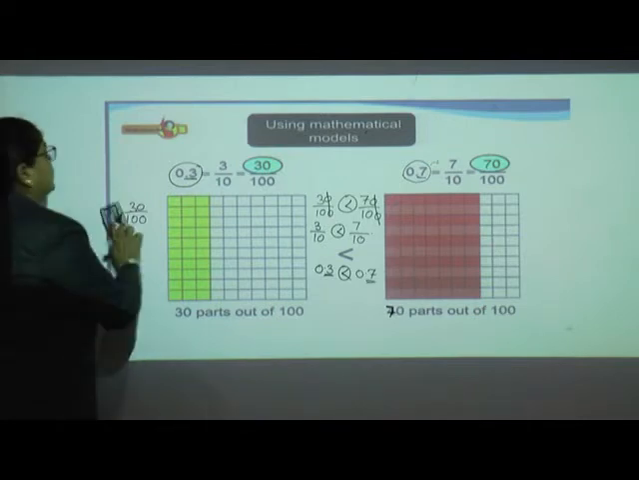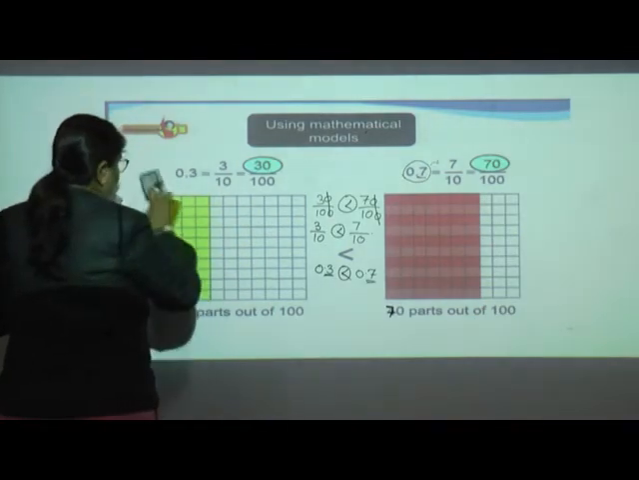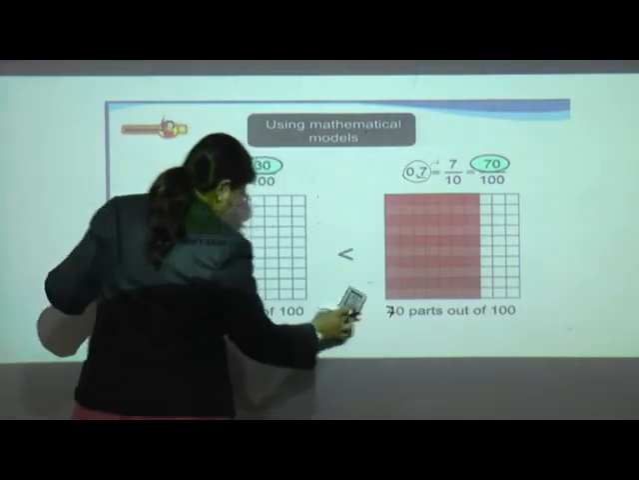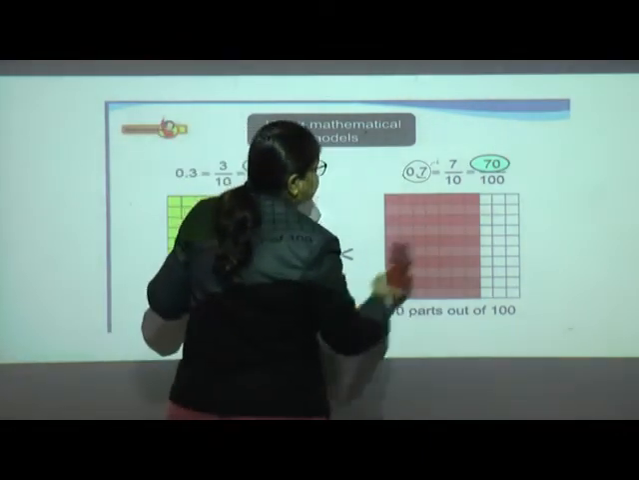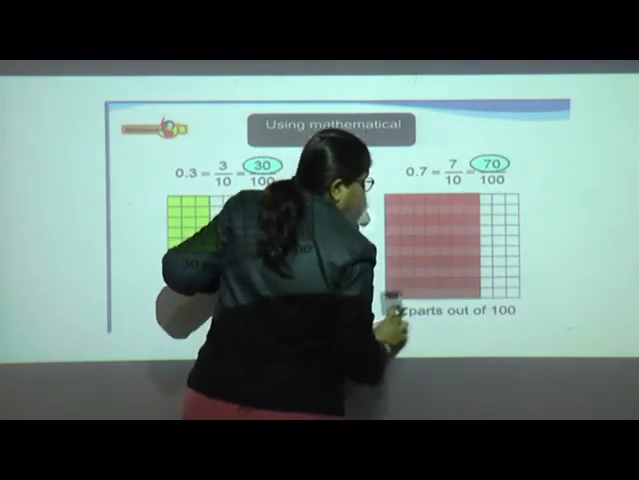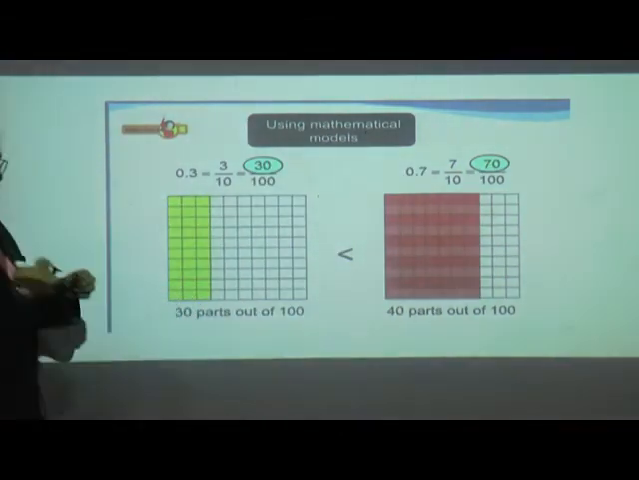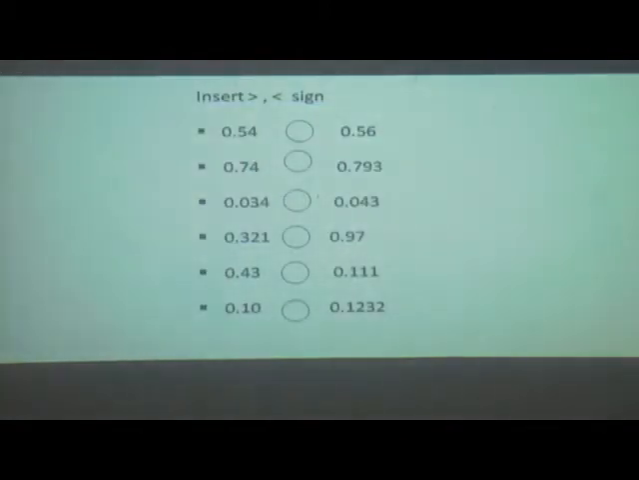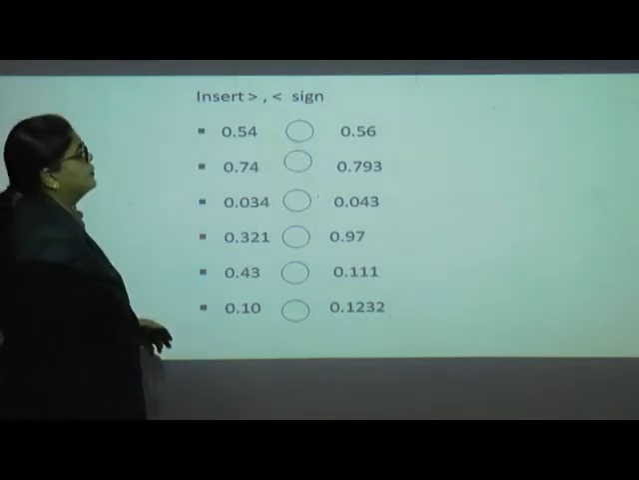So my dear students, if it is given in fraction form, you can reduce, and if it is given in decimal form, you can find out by seeing the digits after the decimal point. So you can compare it. Now we will see 2-3 examples here. Insert greater, smaller or equal.